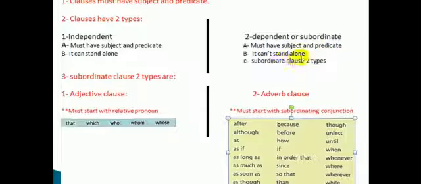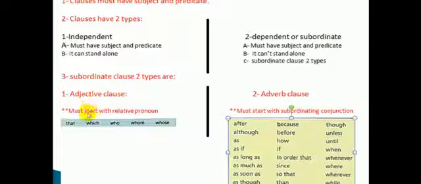It can't stand alone. A subordinate clause has two types. The two types of the subordinate clause are very easy. One of them is called the adjective clause and the other one is called the adverb clause.